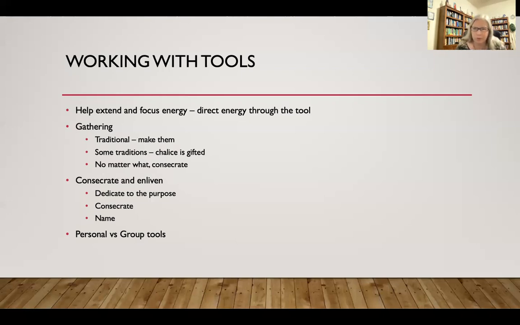And then there are the group tools. So in a coven, for instance, you would have a set of tools that would be the coven tools used by the coven. So they're not necessarily tied to just the energy of a person. But in the assembly, we actually have a coven tool, which is the tool that becomes the vehicle and the embodiment of the group mind of the coven.